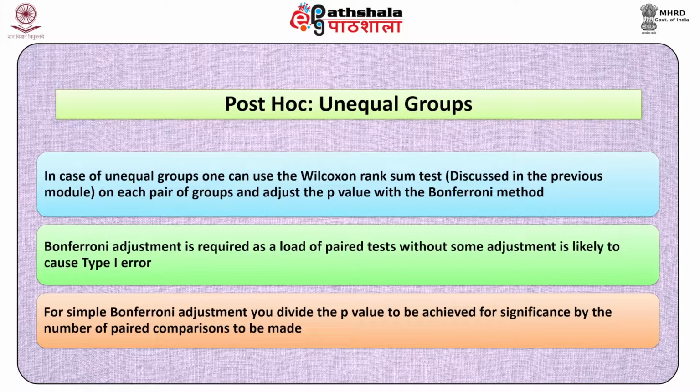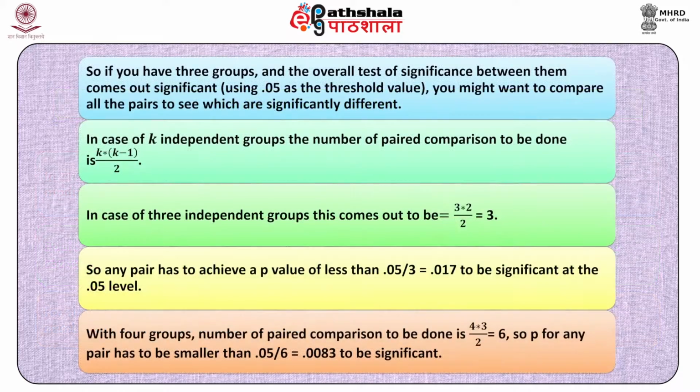For simple Bonferroni adjustment, you divide the p-value to be achieved for significance by the number of paired comparisons to be made. So if you have 3 groups and the overall test of significance between them comes out significant using a 5% threshold value, you might want to compare all the pairs to see which are significantly different.